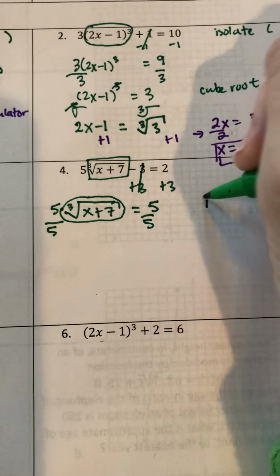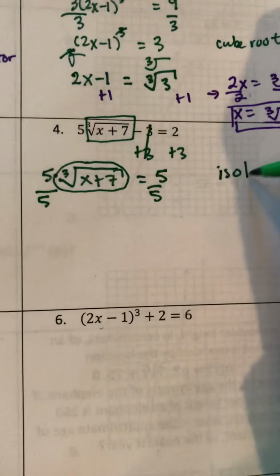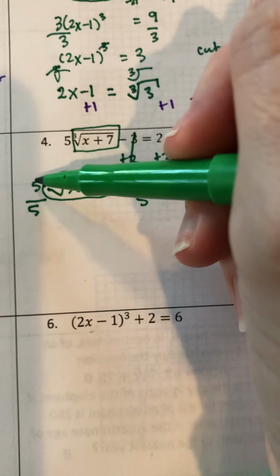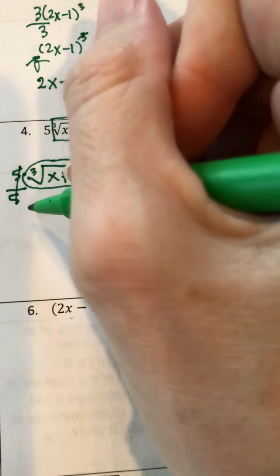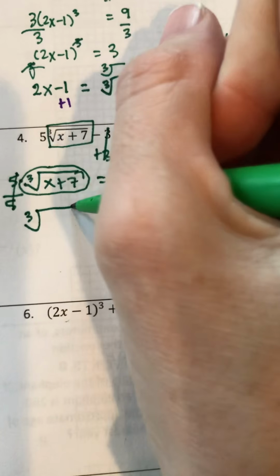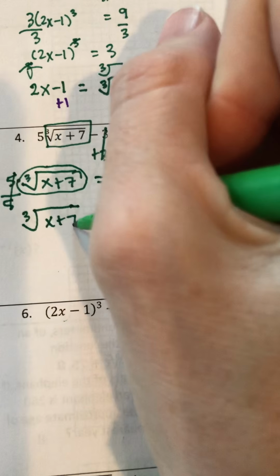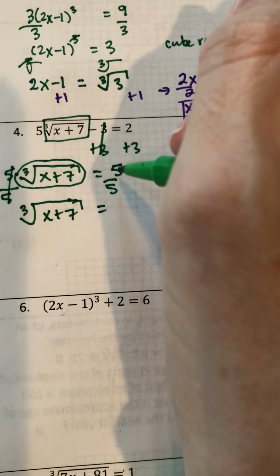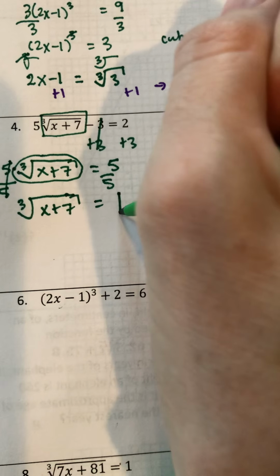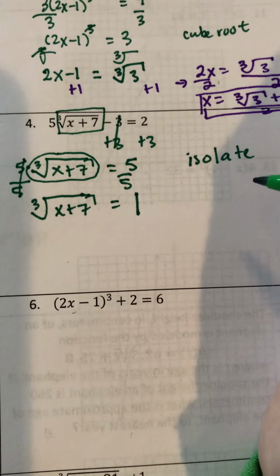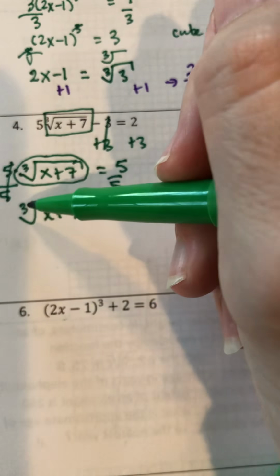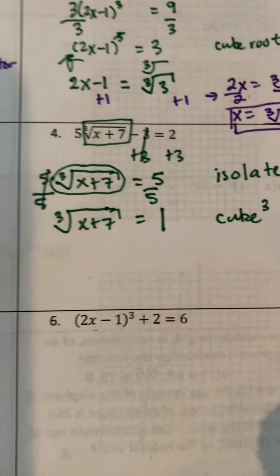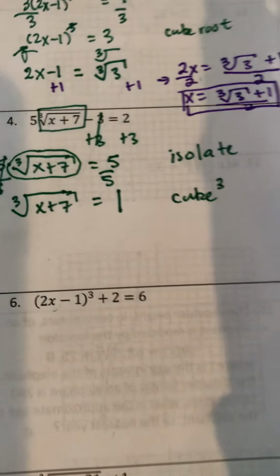Okay, so all of this has been about isolating the radical. This is going to cancel out, 5 divided by 5, and then we're going to have the cube root of x plus 7. Again, 5 divided by 5 here is not going to cancel out. We're going to have to replace it with 1, which is the definition of canceling out. And now to undo our cube root, we're going to cube both sides.